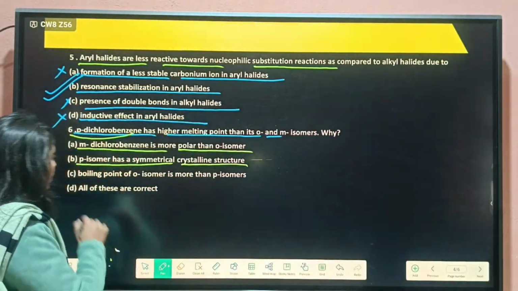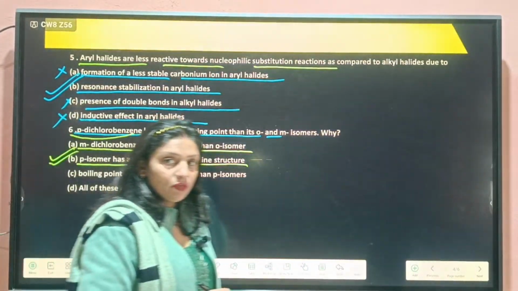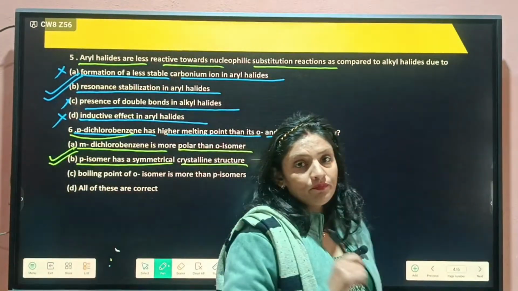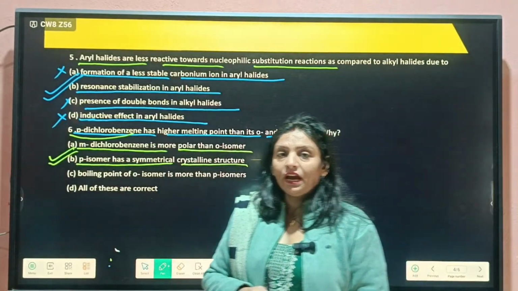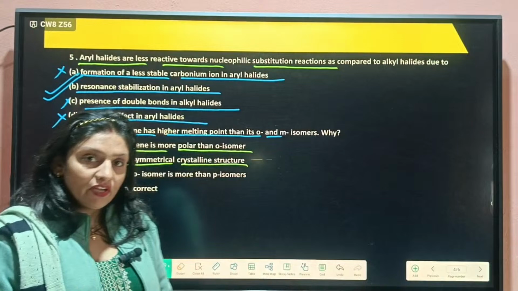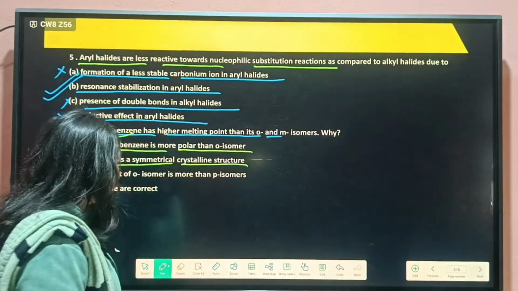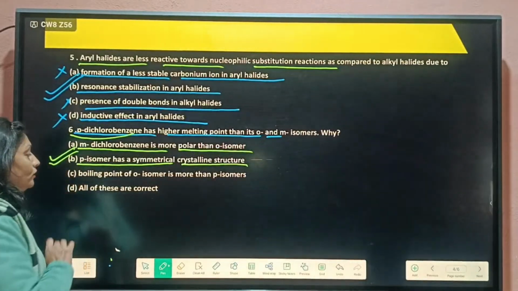Because para has symmetry, it can fit in the crystal lattice very comfortably, very easily, and in a better way. So students, we will go with this option.